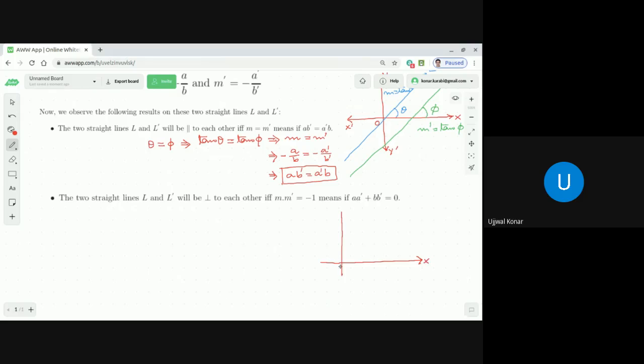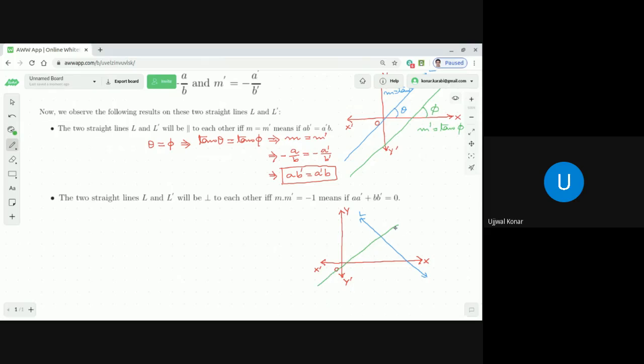Suppose this is the coordinate axis, x-axis, and this is the y-axis. Now we have two straight lines perpendicular to each other. What does it mean? It means that if one straight line is something like this, which we define as L, and the other straight line, they are perpendicular to each other.